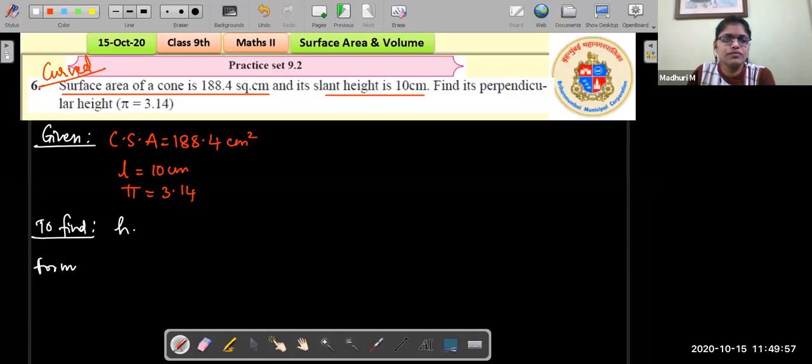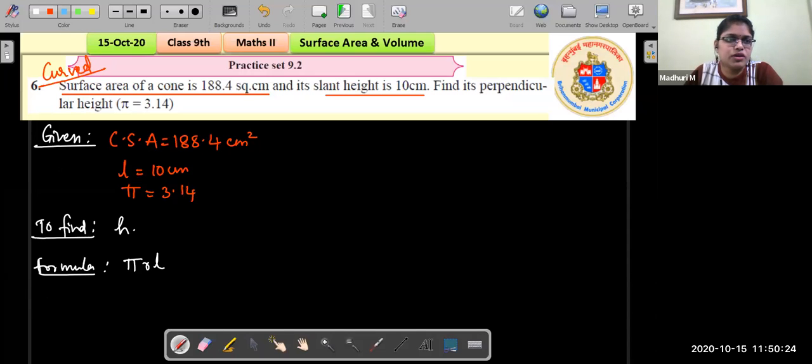And what will be the formula, students? The formula is the formula of CSA, straight away the same formula. So what is the formula for curved surface area of cone? Try to recollect. That is pi RL, right? So the formula is pi RL, and using this we will get the radius first, and then using another formula we can find the height easily, right?